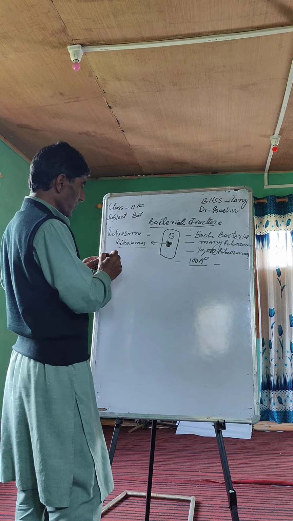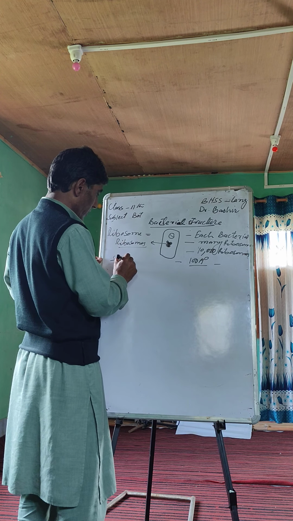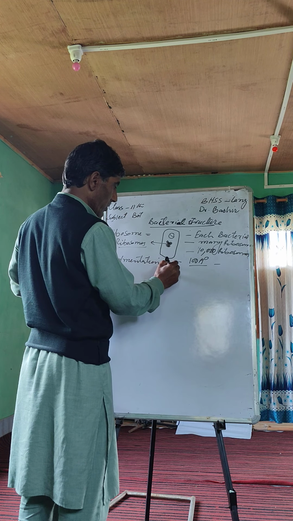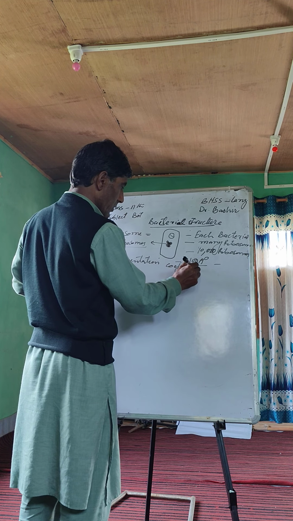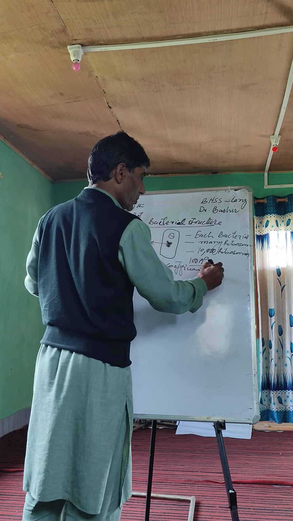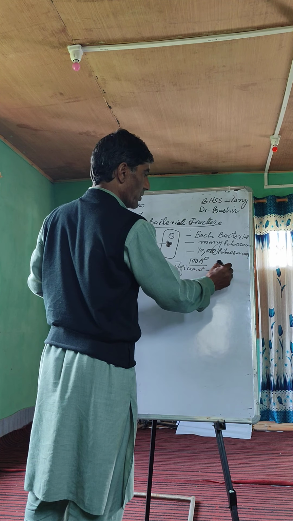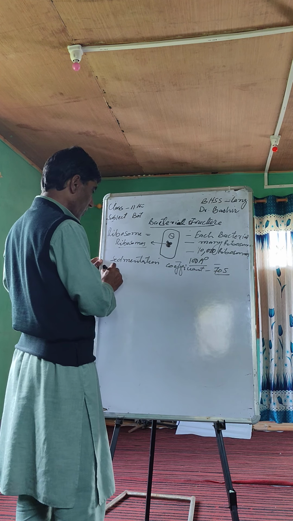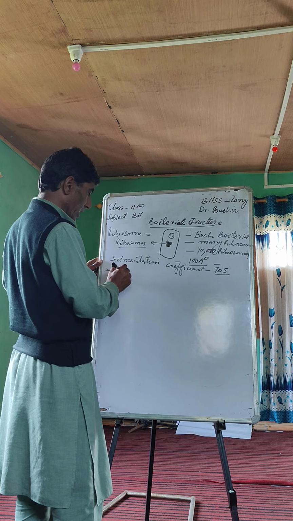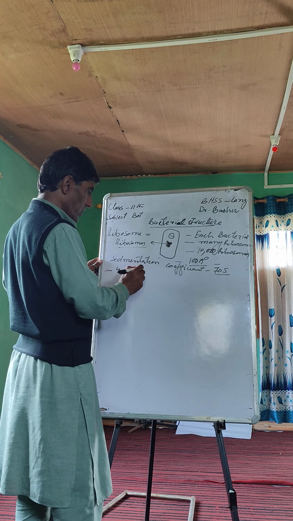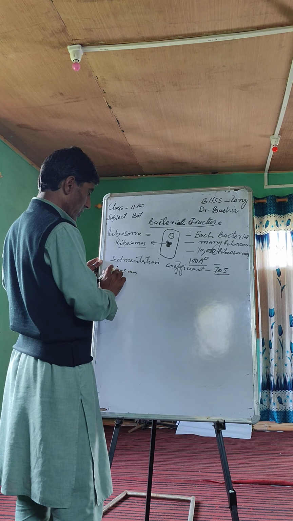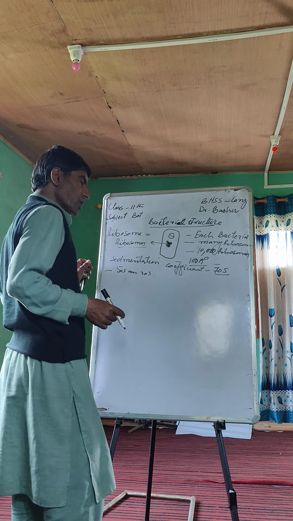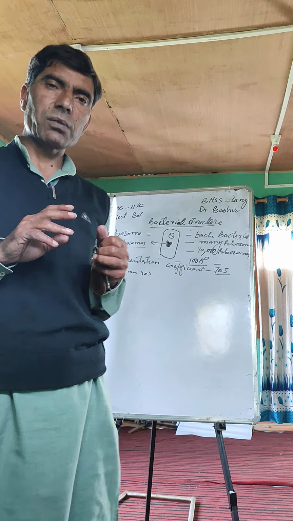So the sedimentation coefficient of the bacterial ribosome is 70S, where S is the unit given by Svedberg. Its subunits are 50S and 30S. So this is all about the ribosome found in the bacterial cell.